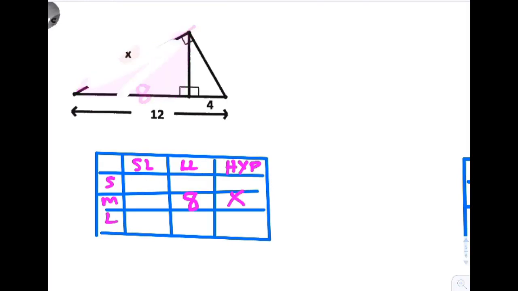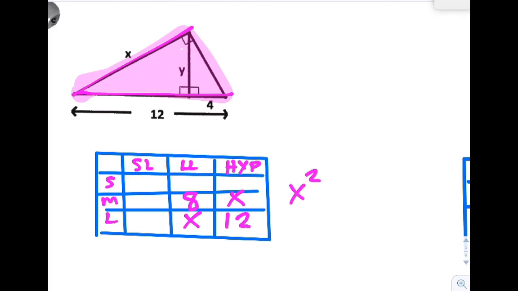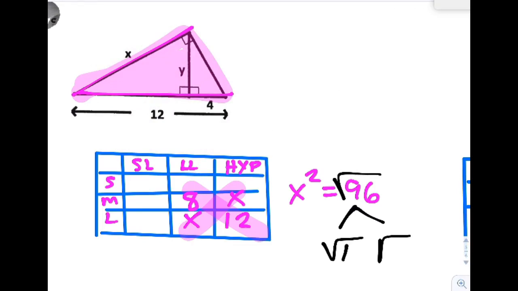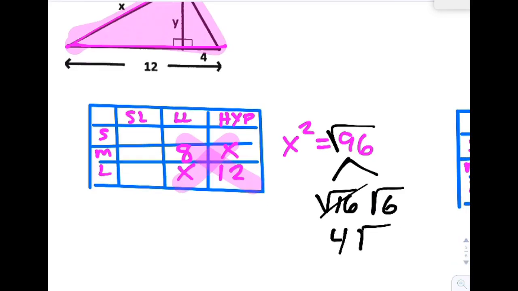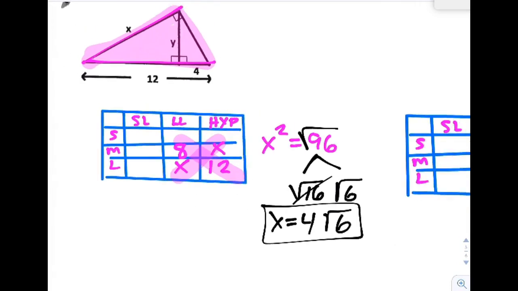I'm going to erase that, and let's talk about the large triangle now. This has a long leg of x and a hypotenuse of 12. Cross multiply that block of 4 there, you have x squared equals 96. This is a good practice to break down radicals. The square root of 96 is broken down into a perfect square of 16 times 6. Square root of 16 is 4. 4 radical 6 is x.